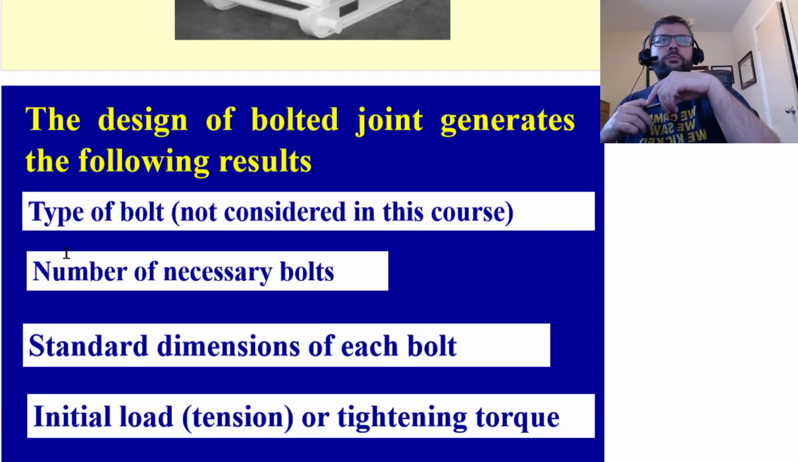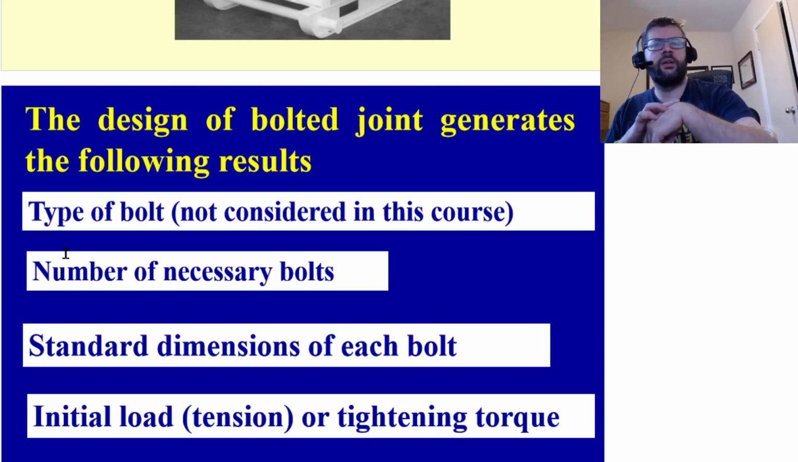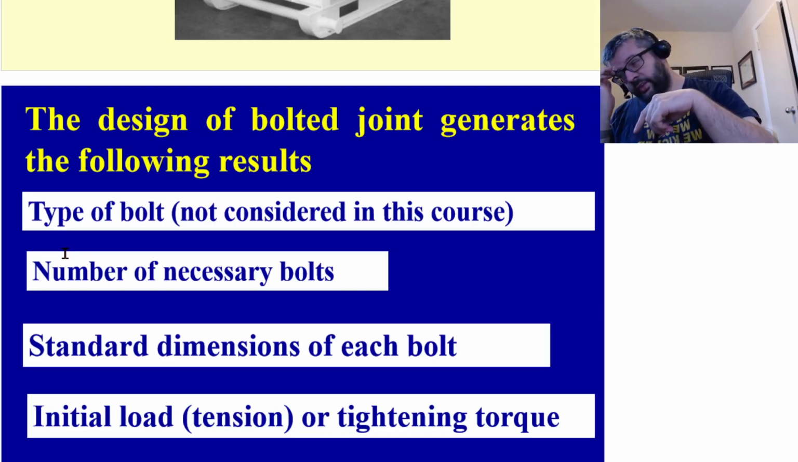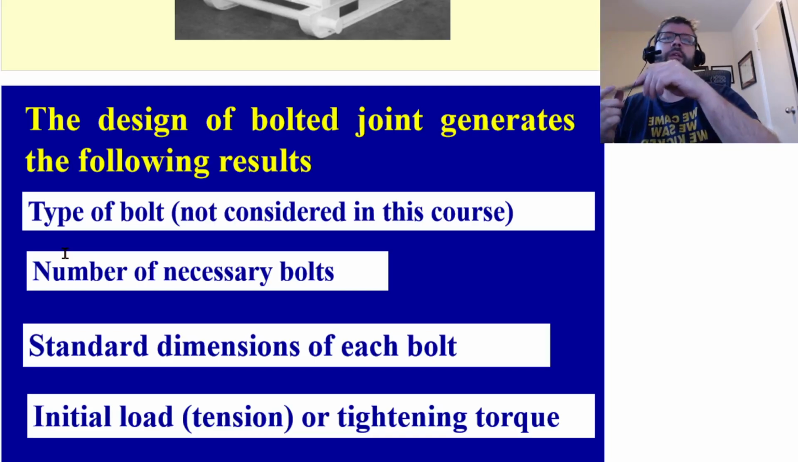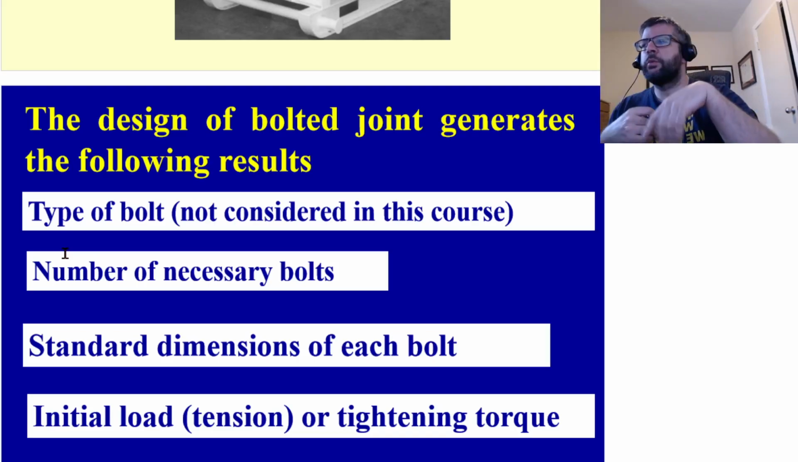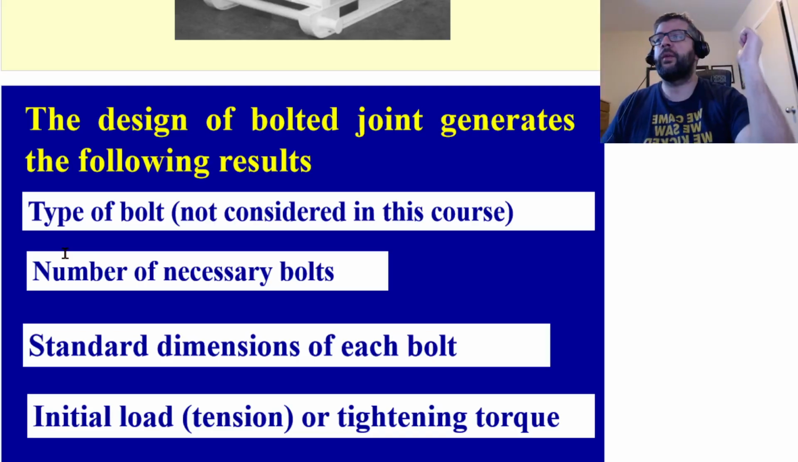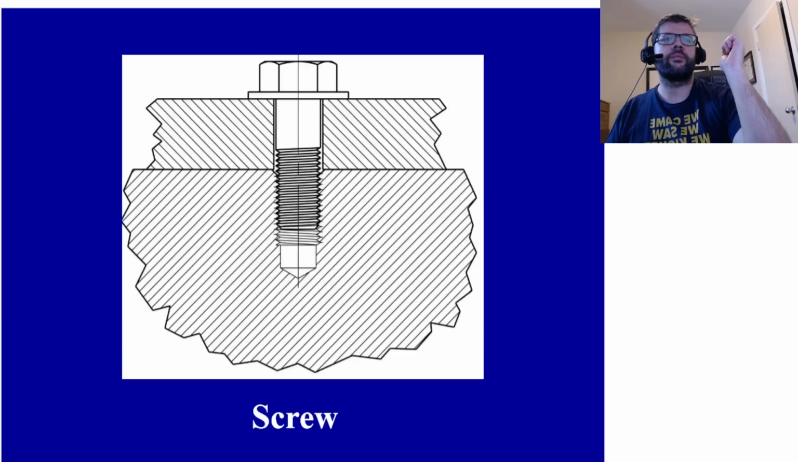When we're designing, for this course, we're going to be assuming a certain type of bolt, and if you want to be using a different type, that'll be beyond the scope. You can use the same analysis that we've provided here to do that. But you're going to need a certain number and distribution of them. How big is the bolt going to be? How tight do you need to make it to begin with? So what sort of initial tension or initial tightening torque do you want?